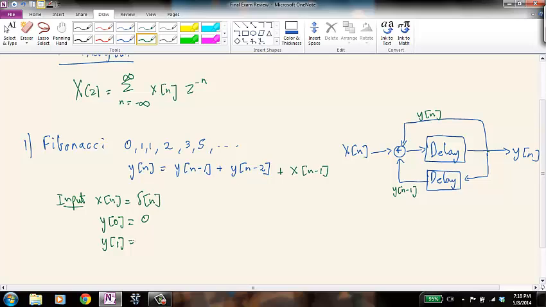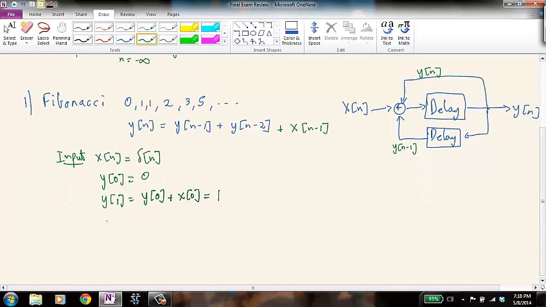At time 1, you now have y of 0, according to the recursion, and the other two things. Y of 0 is 0, but now you have x of 0. That's the important thing. So you get 1, okay. You can continue this. So y of 2 will just be y of 1, because the other things are 0. You get 1 again.